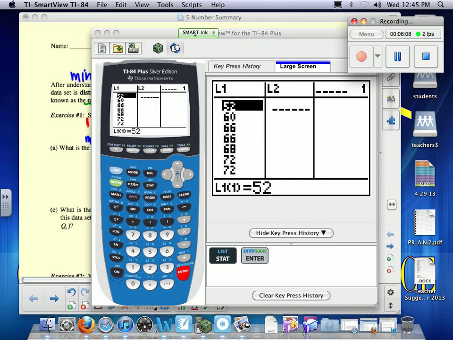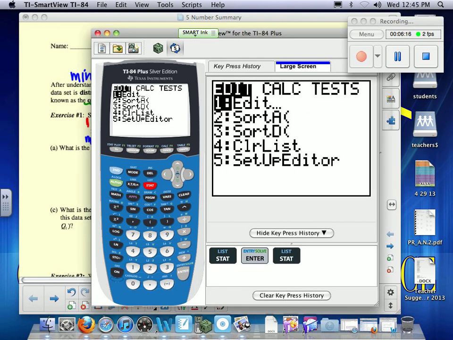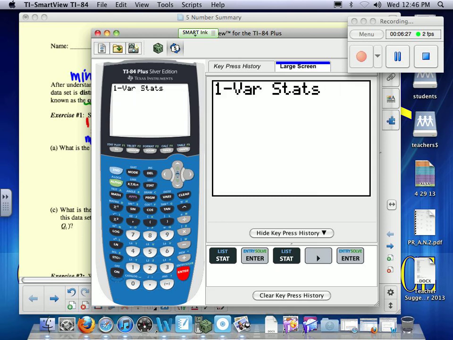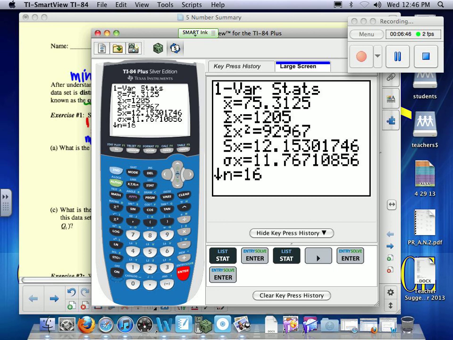Now that you have your data in, now we want to have the calculator actually calculate. So we go back to stat, slide over to calc for calculate. And the very first one, we only have one list of data to deal with, so we want 1-Var Stats. Now I put mine in list 1, so I don't have to tell the calculator anything else. Did anybody put theirs in list 2 or 3 or 4 or anything? If you did, you would do second, and then whichever number list you used. So you can just push enter and our numbers should match.